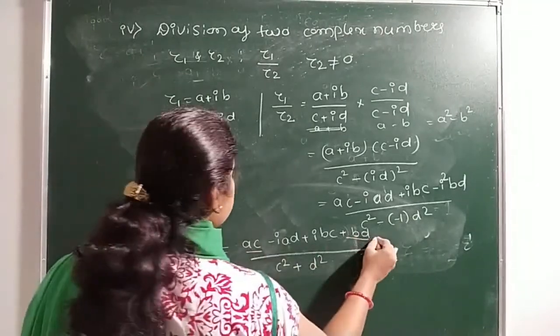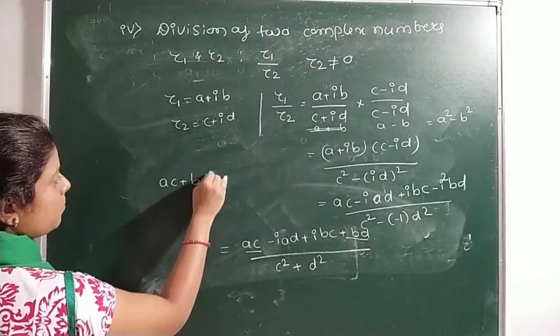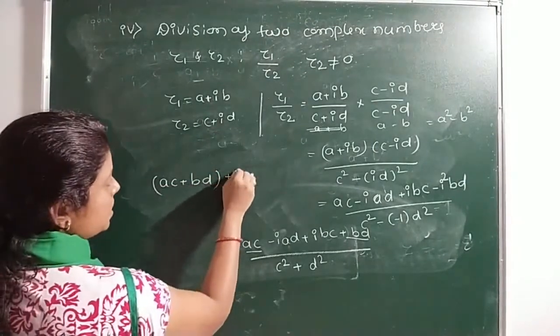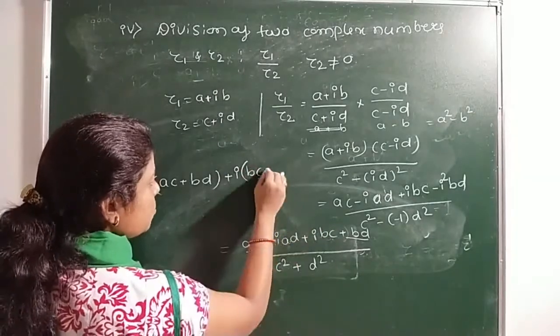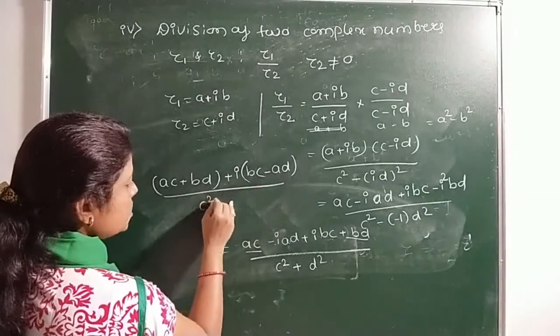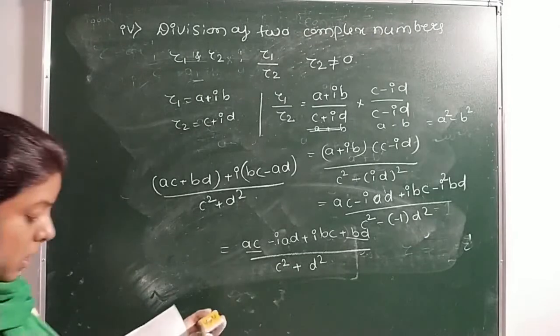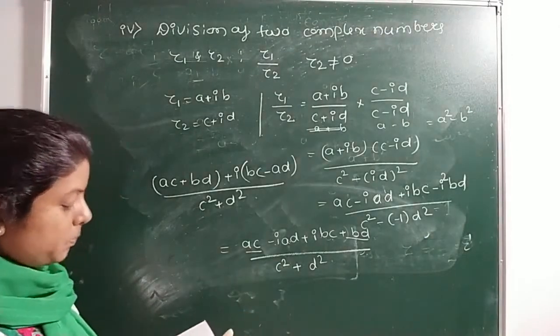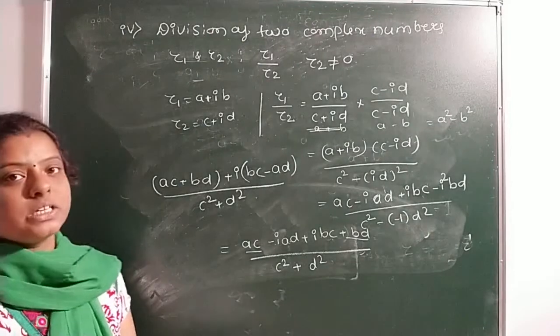Taking the real part with the real part we get ac plus bd, and plus i, here the plus term we write first and the minus term here, with the denominator c square plus d square. Like this you have to apply the division of two complex numbers. This is the fourth part in the algebraic section.